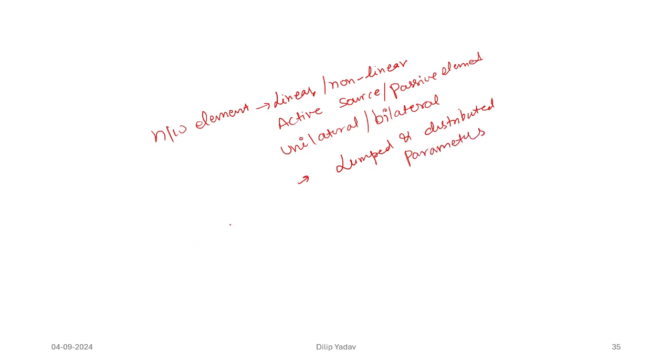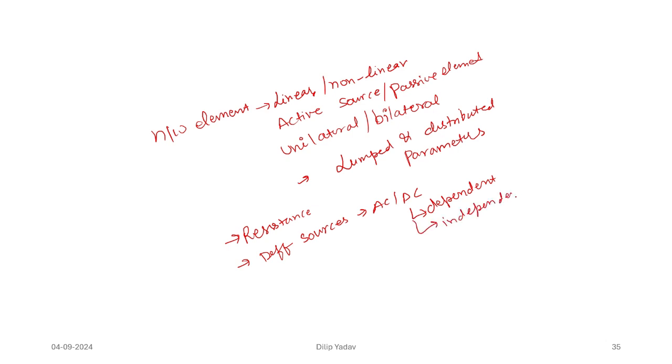Then we have studied about the resistance, and with that we have studied about the different sources, that was AC and DC. In DC we have defined two things, that was dependent and independent voltage or current.